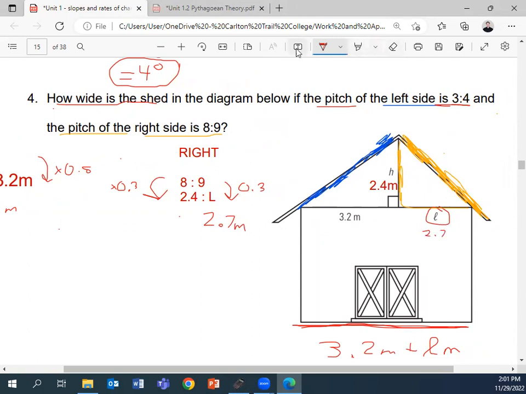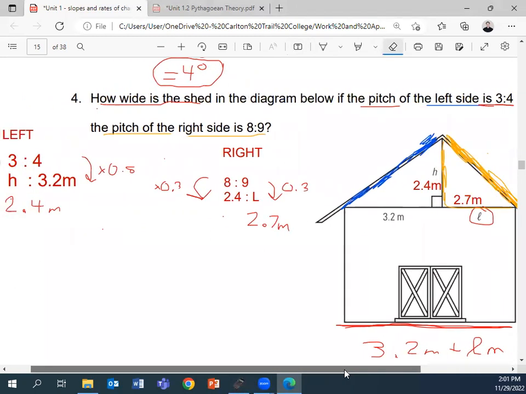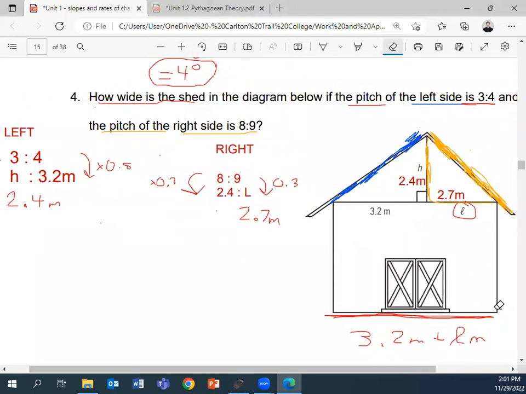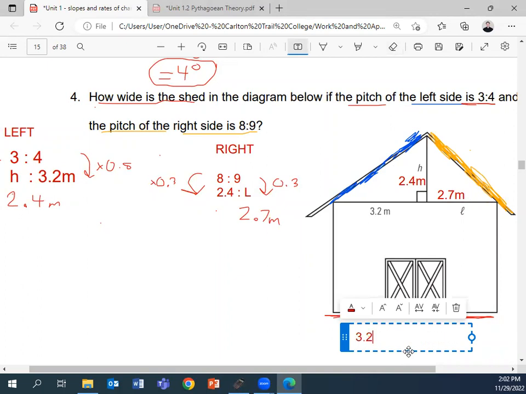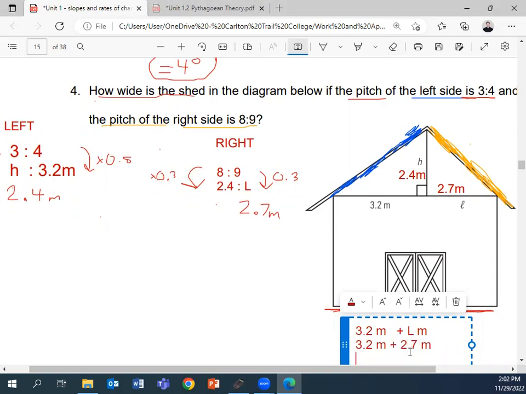I'm just gonna write that up here, actually. Am I done? No, because what's the question actually asking you for? How wide it is, right? So you just add them together. I just add them together, right? 3.2 meters, sorry. I'm just gonna write that down here. So it's 3.2 meters plus L meters. I now know what that L is. The L is 2.7 meters. So if you add those together, you're gonna get 5.9 meters. Perfect, that's my answer.